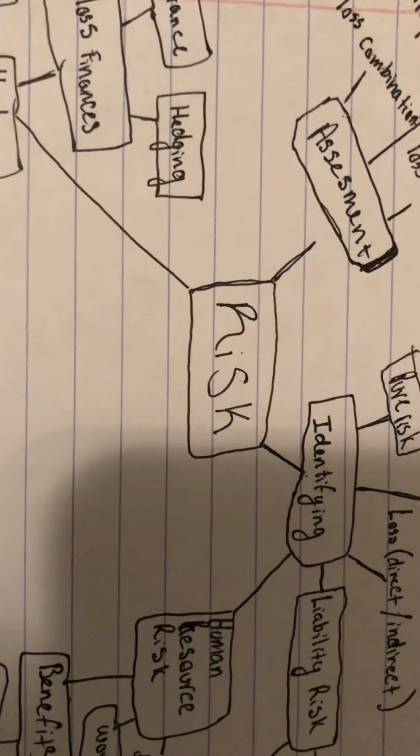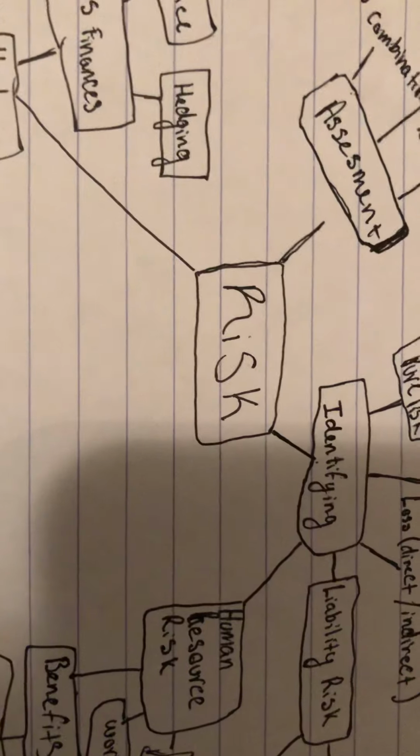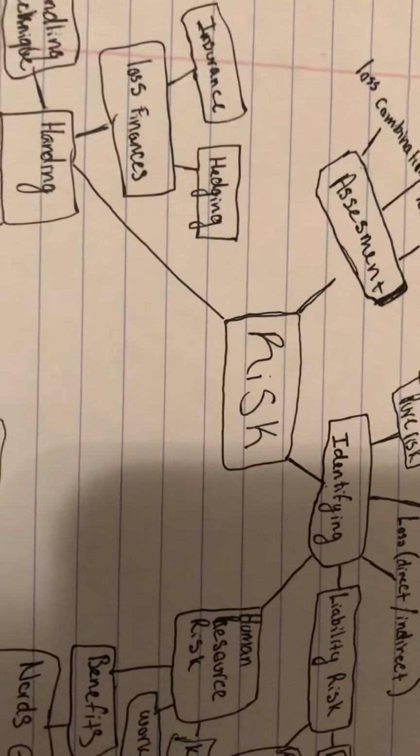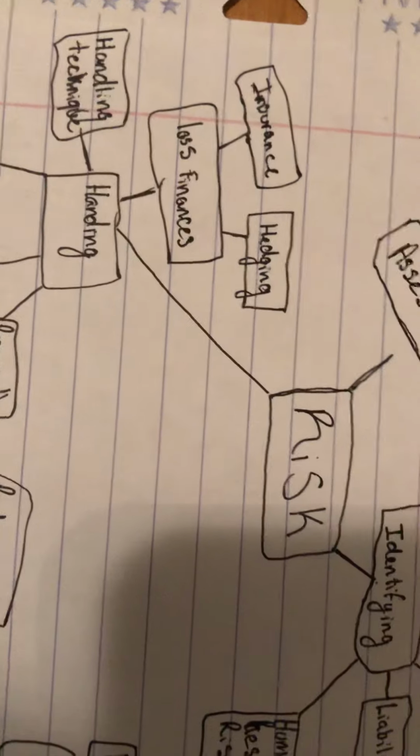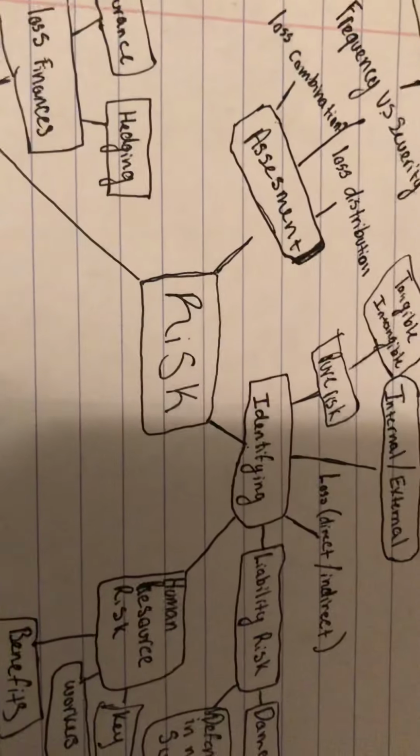And when it comes to risk, there are different categories that you have to think about. It goes with first identifying the risk, and then you have to assess the risk, and then you have to figure out how you're going to handle the risk. And I have it in that order, going around in a vicious cycle. That's pretty much risk management.